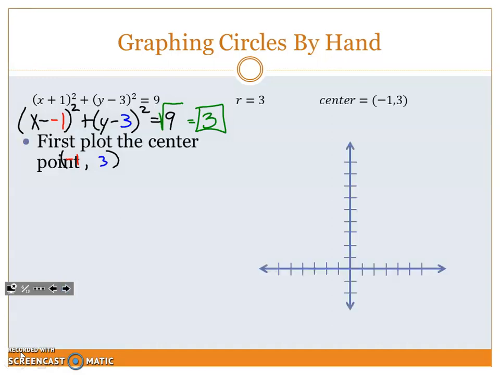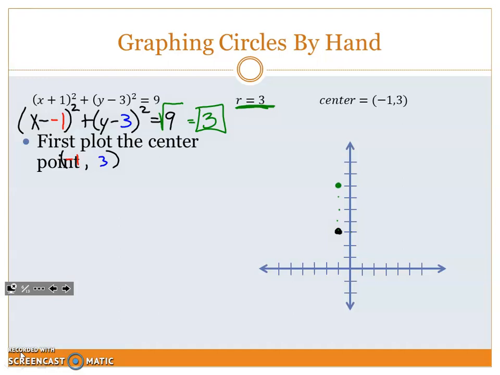Okay? So my center is going to be at negative 1, 3. So I've got my center right here. And then I know that my radius is 3. So if my radius is 3, I'm going to use that to put 4 other points up here. I'm going to move from my center up 4.